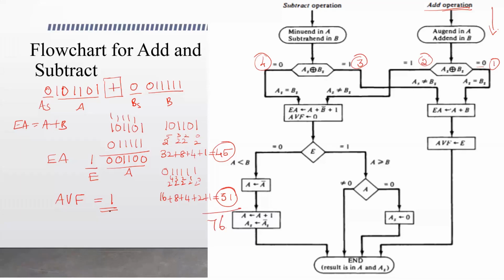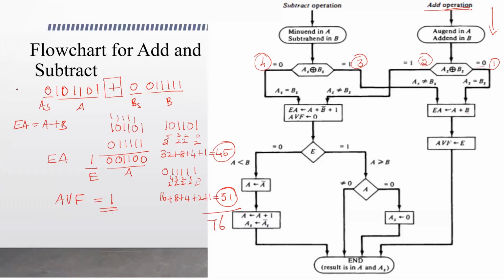Okay, we have overflow here, so the result we are not checking. It is not correct result. We will not get the correct result when there is overflow. Okay, so here AVF is 1 and the path it takes is 1. In the flowchart, it takes the first path and the numbers are added and you get overflow here, that is E. E is considered as overflow, that is stored in AVF, and the result is sent.